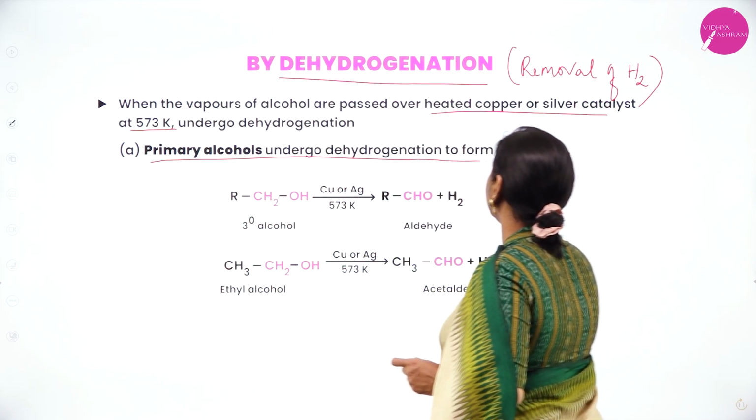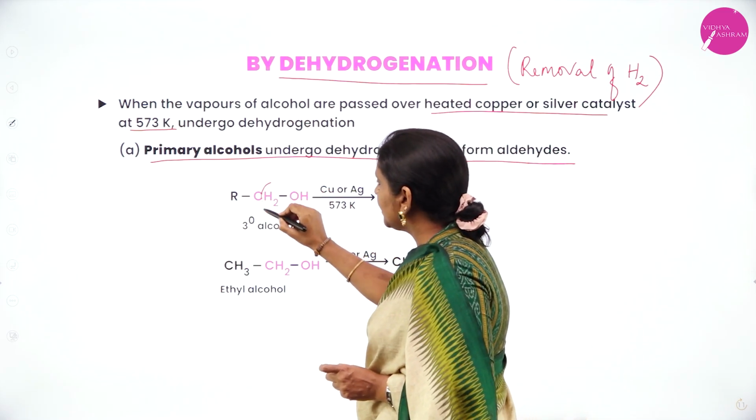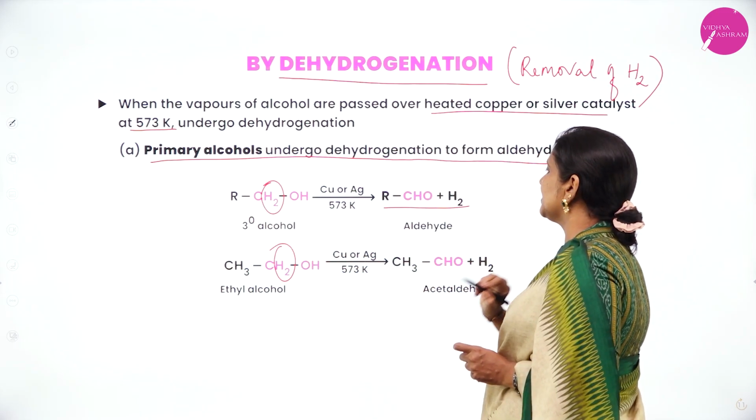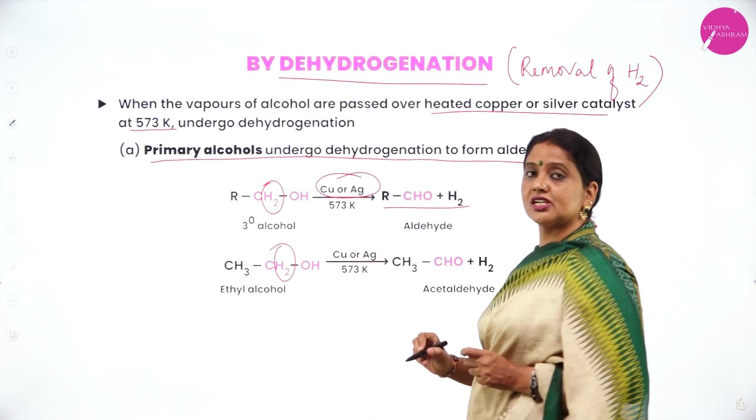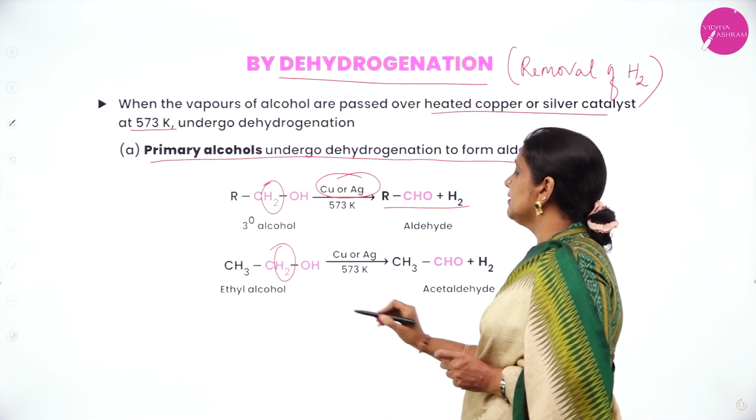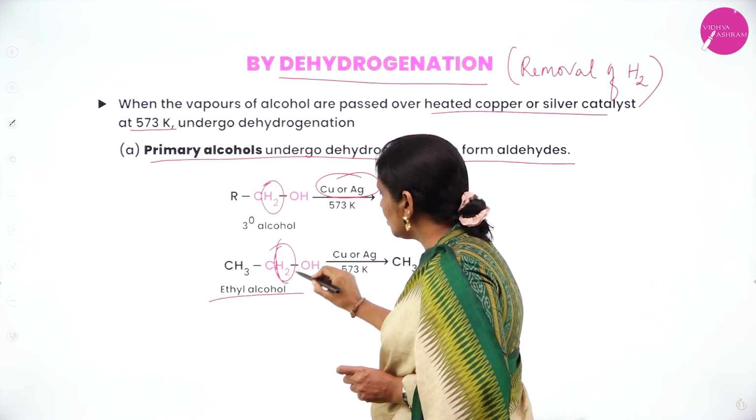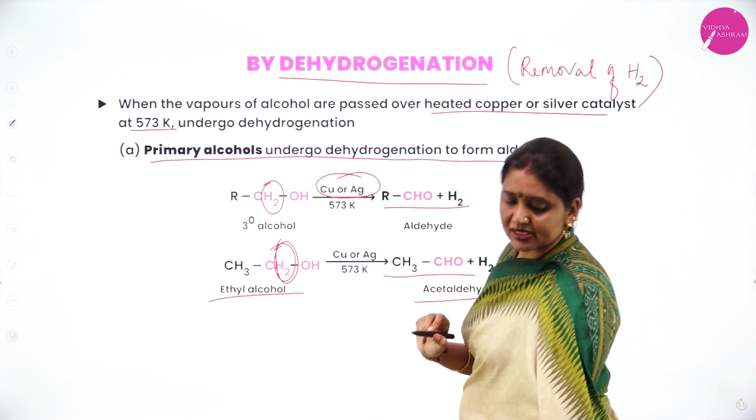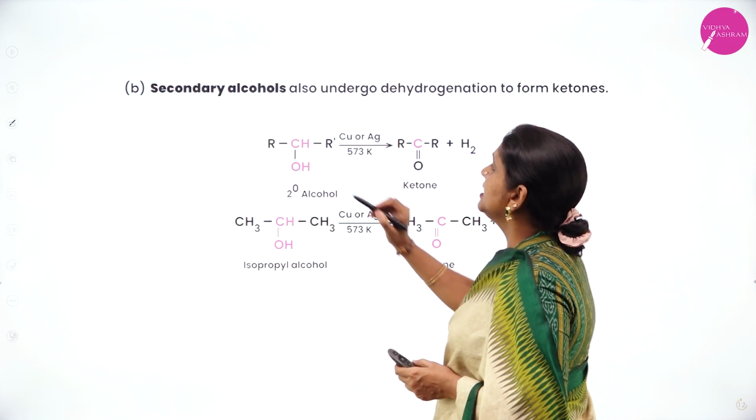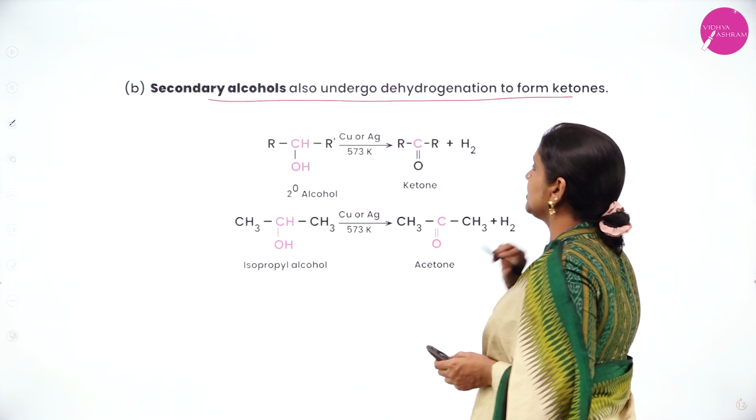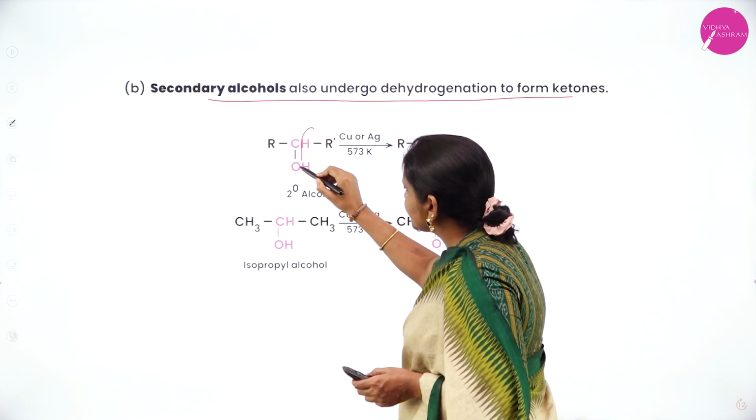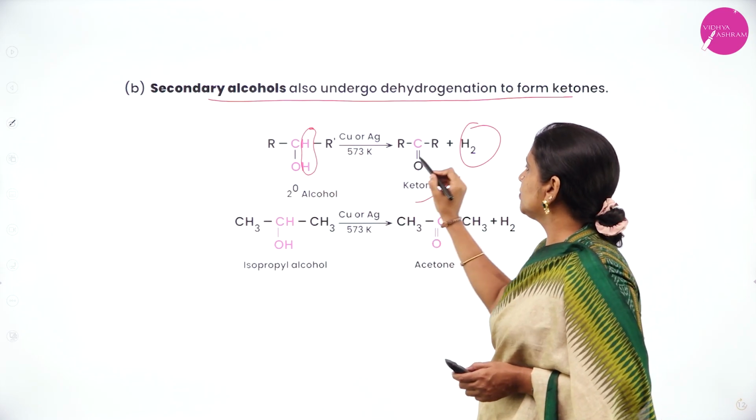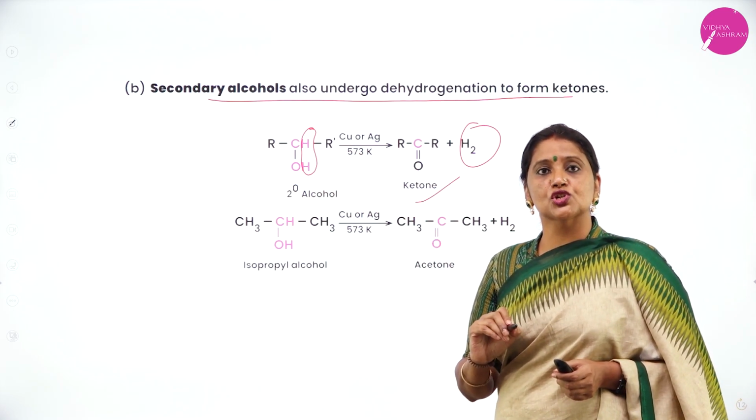Primary alcohol undergoes dehydrogenation to form aldehydes. Here we have to remove hydrogen. When you remove hydrogen, it will form aldehyde plus hydrogen. What is the catalyst required here? Heated copper or silver. For example, ethyl alcohol, when it undergoes dehydrogenation, removing hydrogen, forms acetaldehyde. Next, secondary alcohol vapors are passed over heated copper or silver at 573 Kelvin, and there is a formation of hydrogen and the C single bond O becomes C double bond O, forming a ketone.